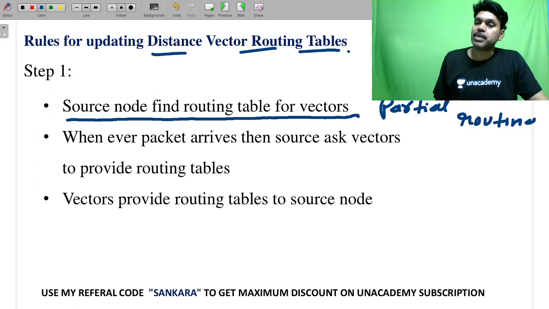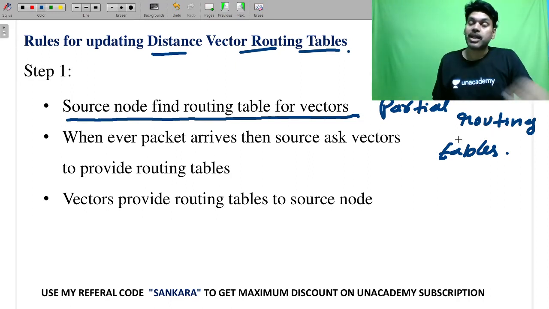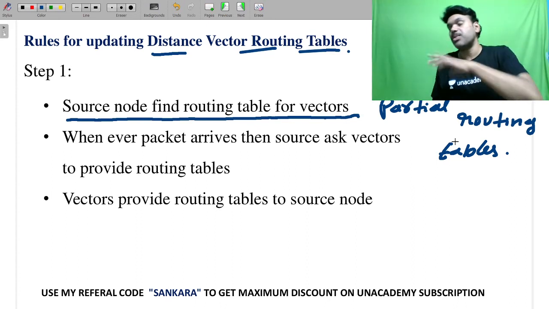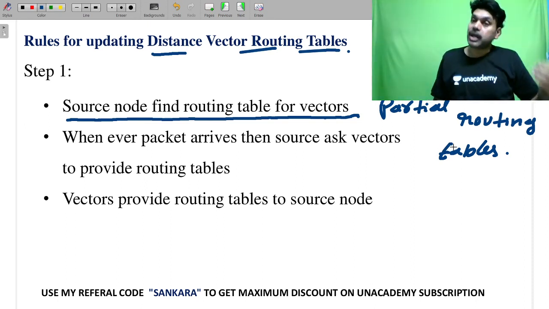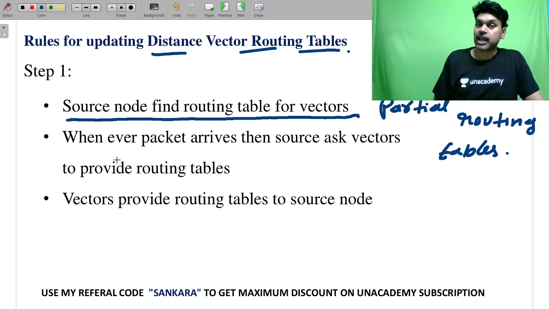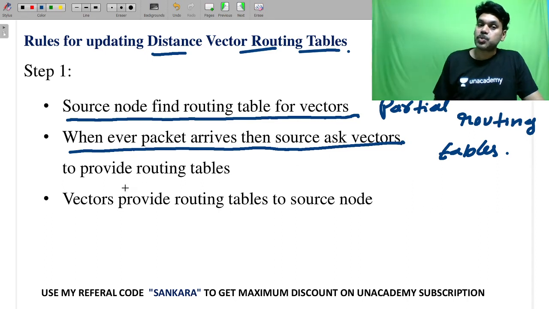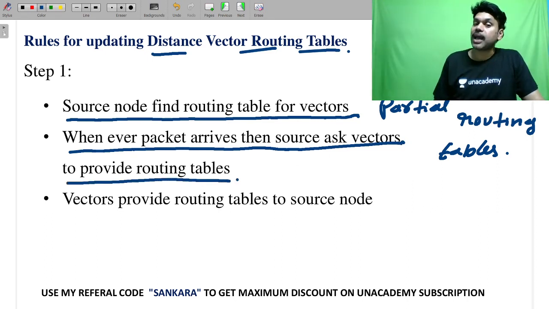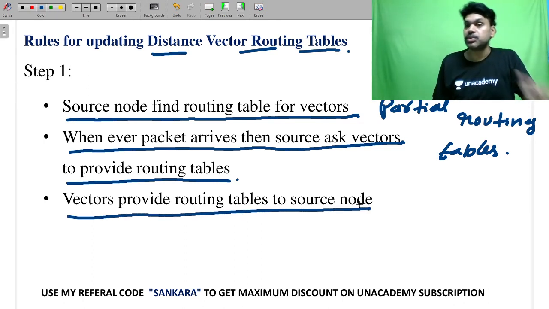So why did I name it partial routing tables? Because some are my neighbors, some are not my neighbors. I don't know about my non-neighbors initially. That's why your routing table is going to be partial. Please understand. You know up to your neighbors, but I don't know about your remaining non-vectors. So you need to find the non-vector values from your neighbors' routing tables. Second point, whenever a packet arrives, the source asks your vectors to provide their routing tables so that I can calculate a new routing table from source to non-vectors with the help of vectors.